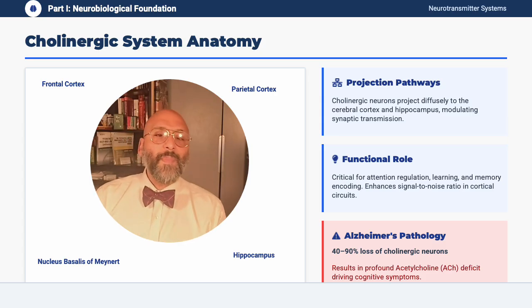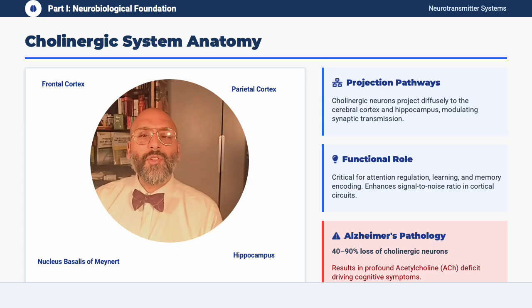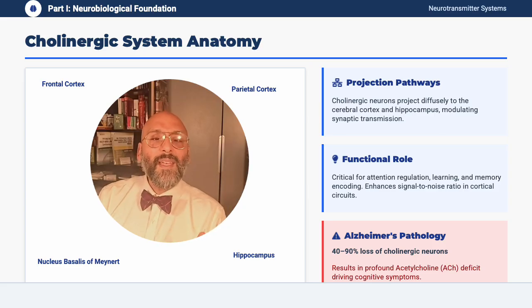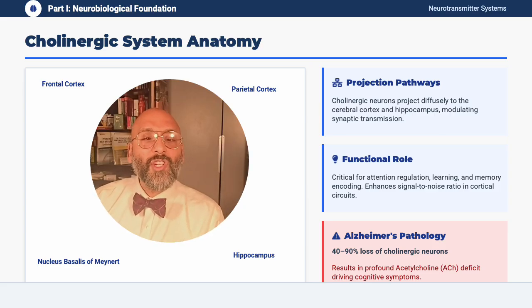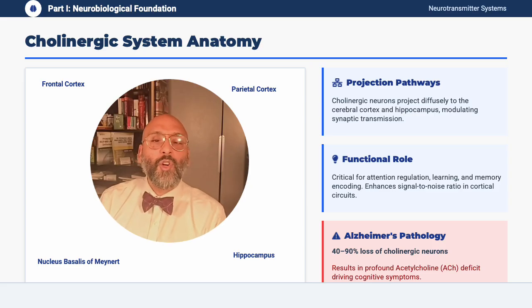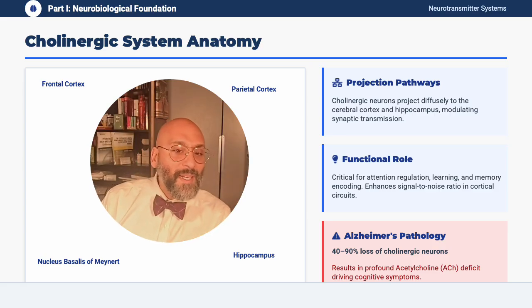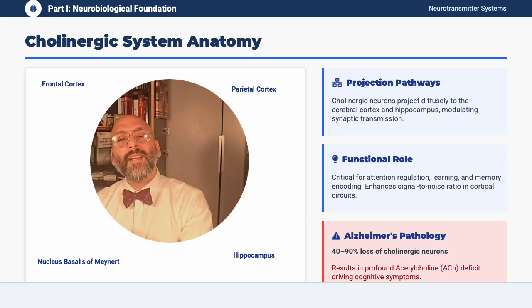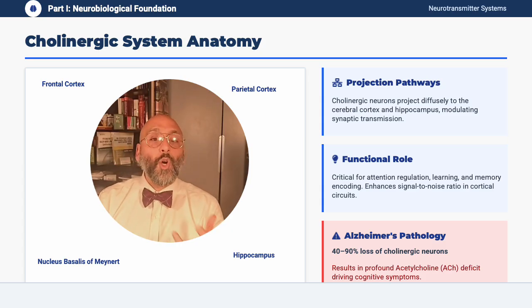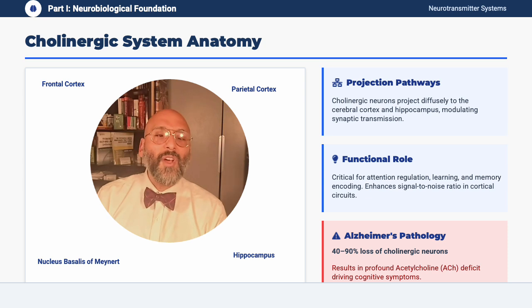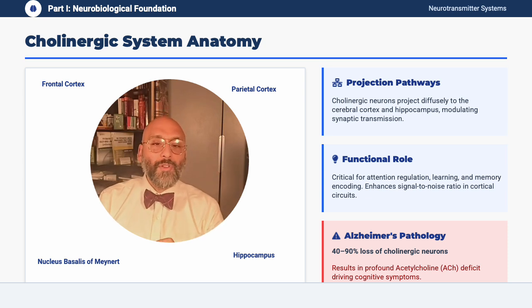Now, projection pathways. Cholinergic neurons do not carry specific content. Instead, they modulate how efficiently information is processed across cortical circuits. So think of acetylcholine as improving the signal-to-noise ratio, making relevant inputs stand out while suppressing background noise. And this is why cholinergic disruption produces diffuse cognitive symptoms rather than a focal deficit.